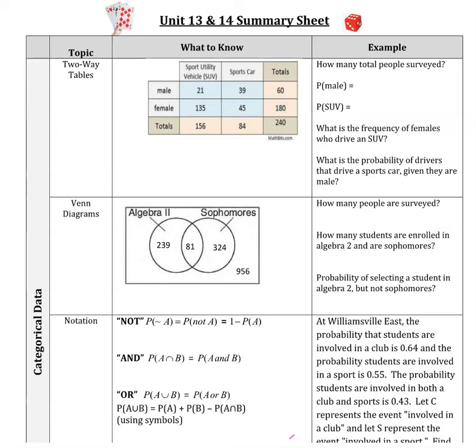Alright guys, welcome to our Unit 13 and 14 summary sheet. I'm going to preface this will be a long video because I'm combining two units together. Unit 13 being probability and Unit 14 being statistics.